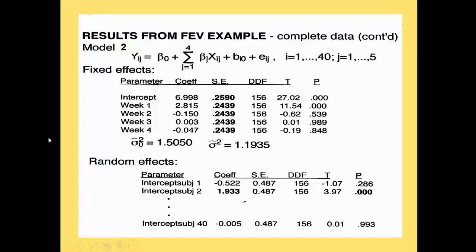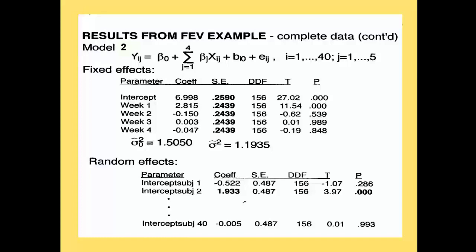What is it doing? Let's see if I got it here. Nope, I don't have it here. I think there was an earlier slide in the previous notes that talked about this. The earlier slide basically said that what this is doing is just telling you whether a given individual, like subject two, has an average FEV score that differs from the average FEV score for everybody. For subject two, this one, 1.93, says their average FEV score over all five weeks differs from the average FEV score over all 5 weeks for all 40 subjects.